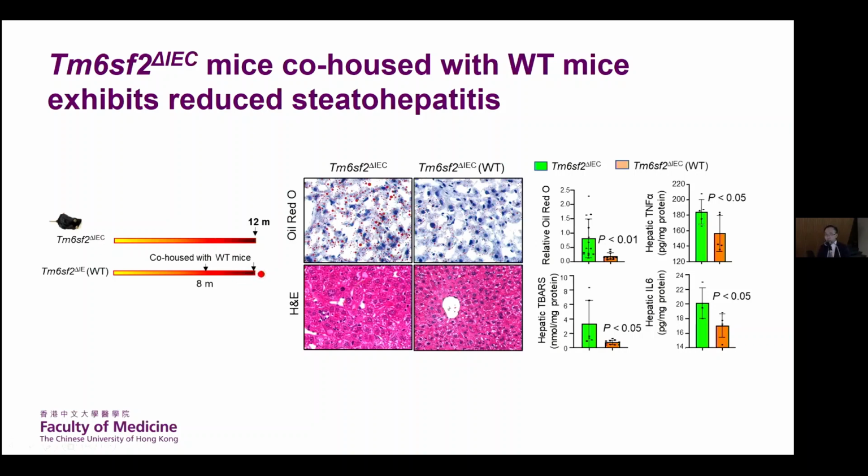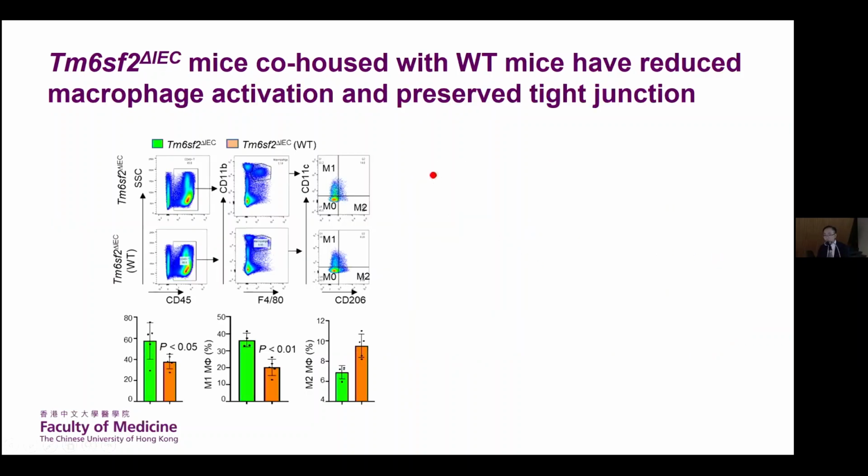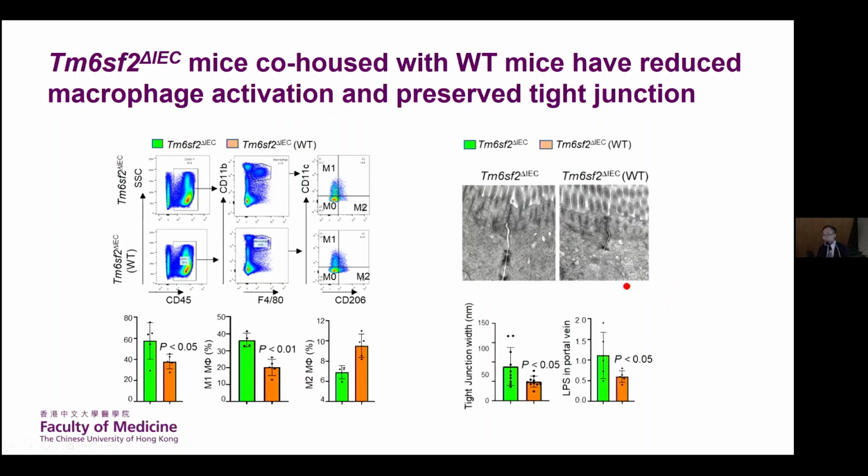And very interestingly, just by this kind of arrangement, we were able to demonstrate that the knockout animals no longer had hepatic steatosis or inflammation. And if you check the inflammatory cytokines and also markers of oxidative stress, you can see they are largely suppressed. On top of that, we also show that in the co-housed animals, even though TM6SF2 was knocked out, there was reduced macrophage activation. And when we did EM analysis, you can also see that even the intestinal tight junction has been preserved. So now you see healthy tight junction, and therefore the gut is no longer leaky. When you measure the tight junction width, it is normal.